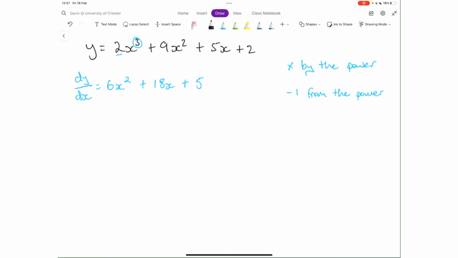So now what about integrating this expression? Let's think about how we spoke about that at the start of this tutorial. I want to find the integral of the expression I've just differentiated, essentially: 6x squared plus 18x plus 5, and I want to do that with respect to x. Now the process is the opposite to differentiation, so we are going to do the opposite.